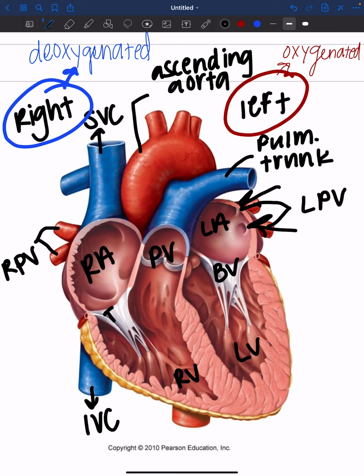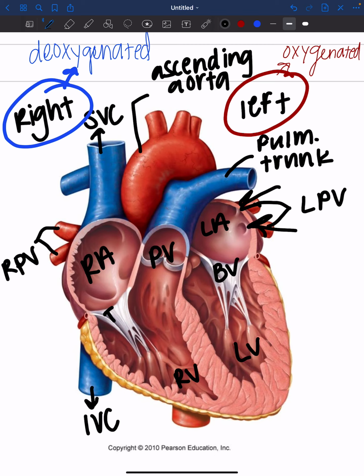Sometimes when you read about it or look it up, a lot of the textbooks don't mention that it's the left pulmonary veins. You can just say pulmonary veins, or you can say left pulmonary veins. It really doesn't matter. But they're coming in through the pulmonary veins.